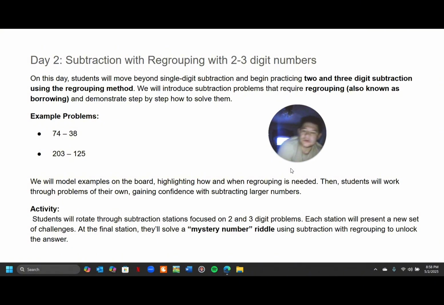And then for the activity, the students will rotate through subtraction stations. They will focus on the 2 to 3 digit problems, and each station will present a new set of challenges. And at the final station, they'll solve a mystery number riddle using subtraction with regrouping to unlock the answer.